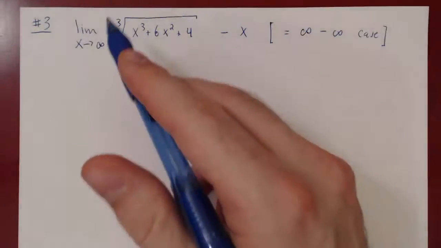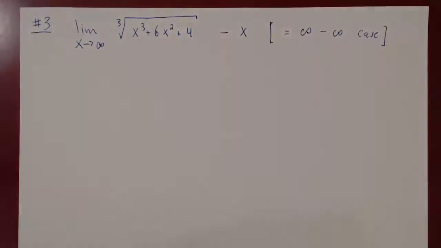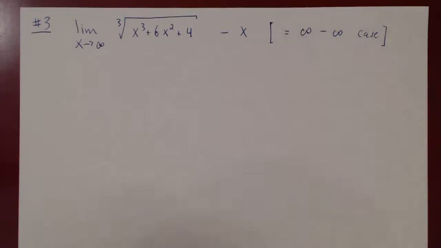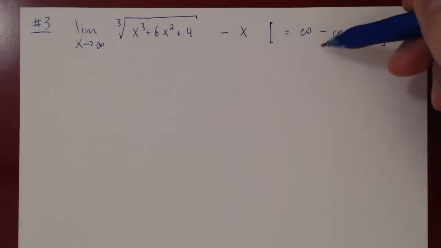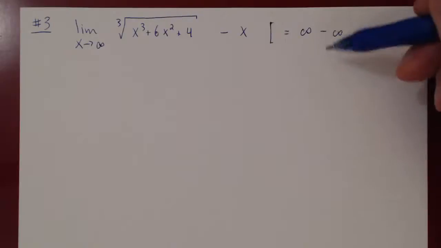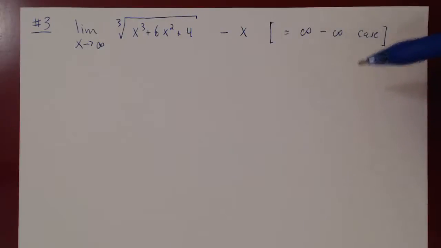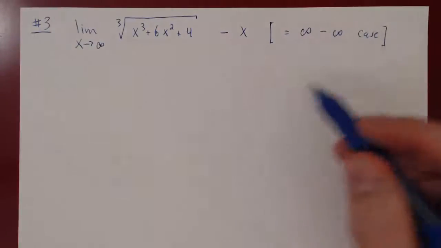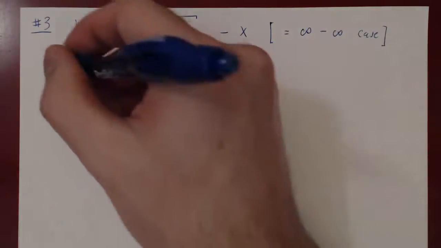And we cannot use conjugation because we have a cube root and not a square root. So it looks like we're at a loss. Because we can also not use L'Hopital's rule because we don't have a 0 over 0 case or an infinity over infinity case. Well, let's see if we can tweak this a little bit so that we then can use L'Hopital's rule.